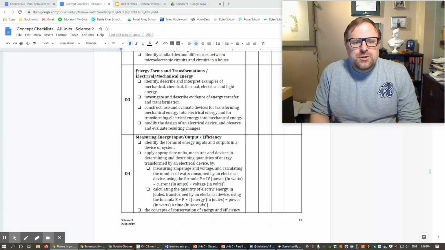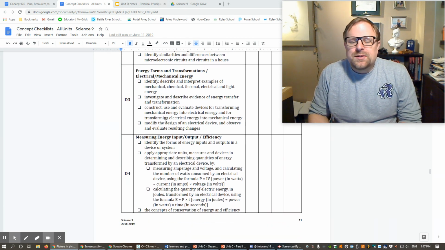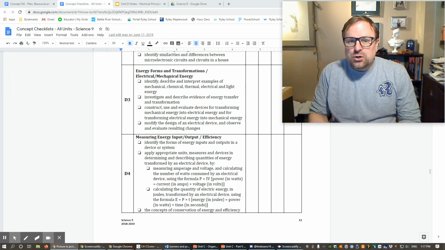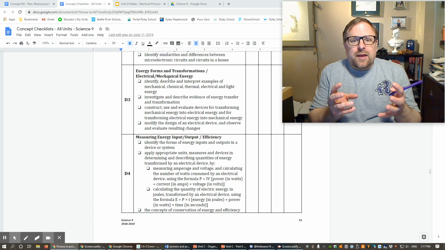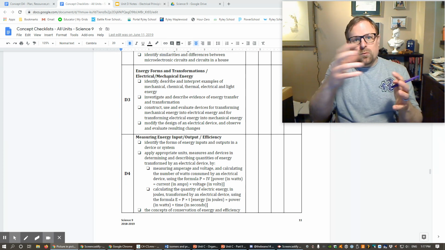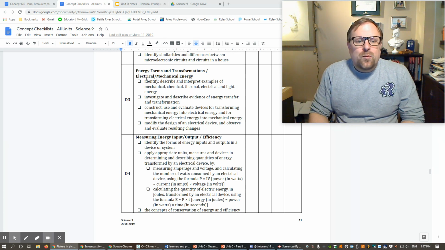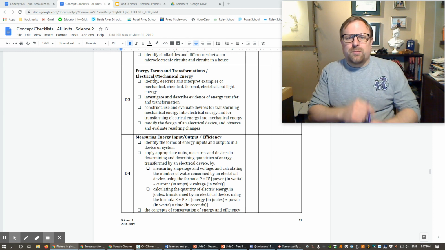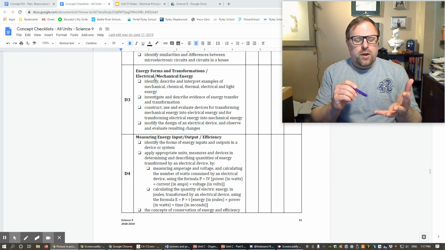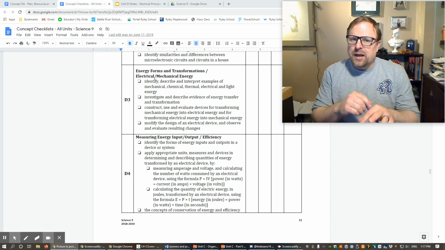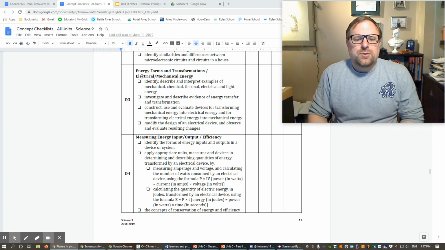We then moved on to Concept D3, and Concept D3 had us looking at energy forms and transformation, so different kinds of energy, as well as how energy transforms from one form to another. And then we looked into the link between electrical and mechanical energy and how we work with things like generators and motors and how they work and why they're important to us.